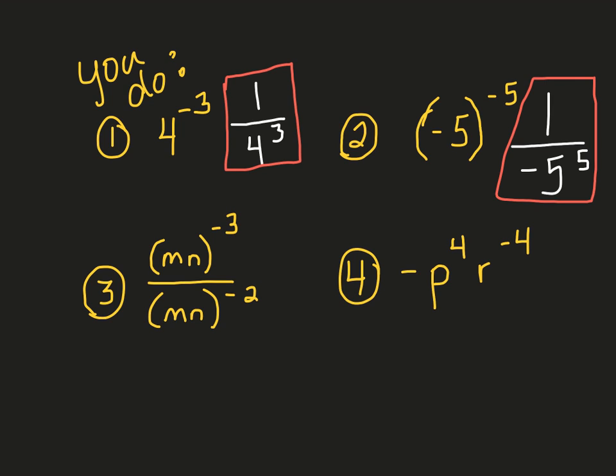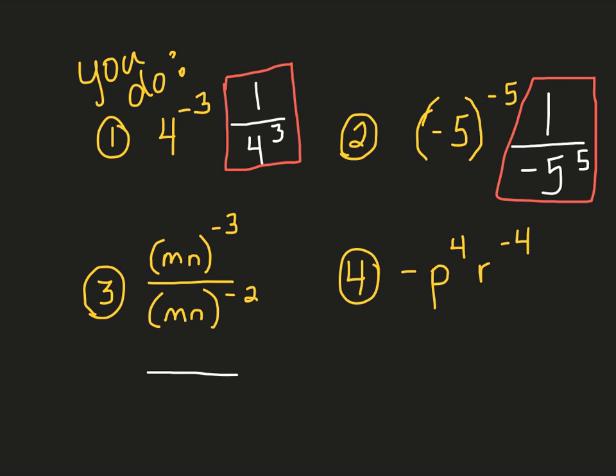Well, never mind. Okay, number 3, you have in parentheses m times n to the negative third, and then down here you have m times n to the negative second. So my exponents are different, doesn't matter. I'm still going to cross the line and change my sign.